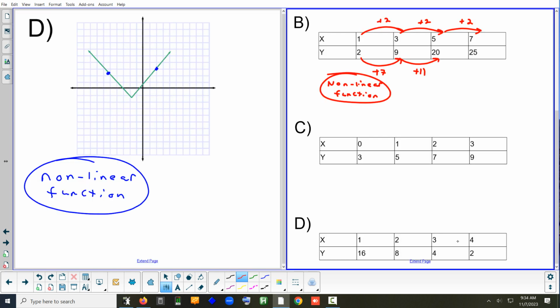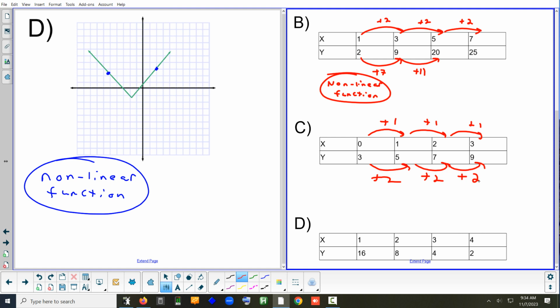Okay. What are you doing in the x's each time for C? Adding 1. Okay, you're adding 1. And that looks like it's the same pattern each time. How about in the y's? You're adding 2. Yeah, adding 2, 2, 2.